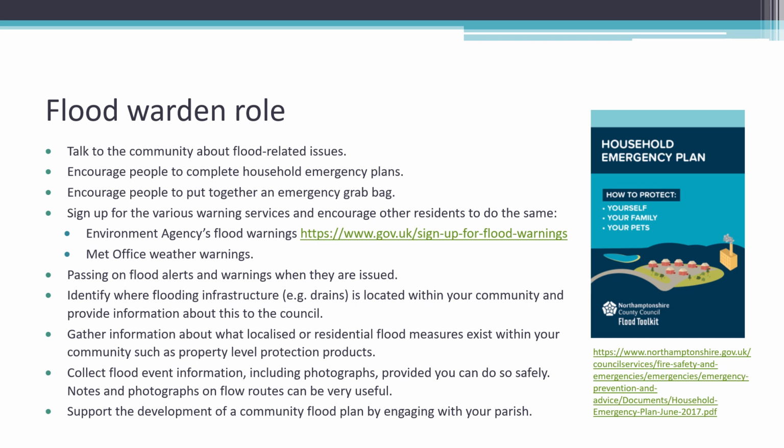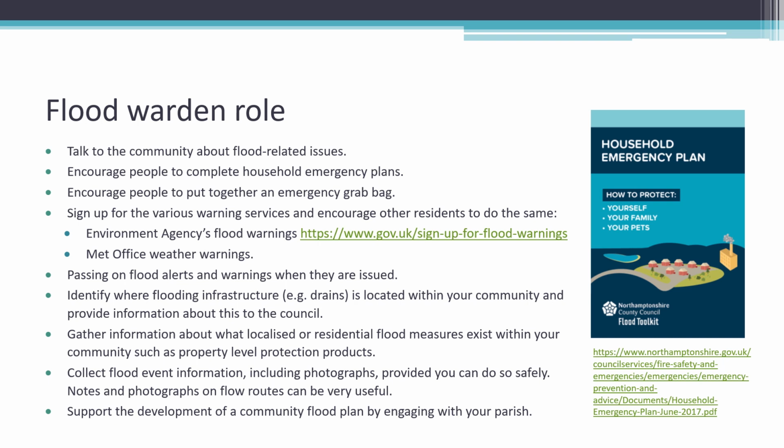Sign up to the various warning services such as the EA's flood warning service, which as discussed earlier you may be eligible for. I have provided the link again, so please click on the link and see if your postcode is eligible for this service. There is also the Met Office's Weather Warnings, which is a service that anyone can use.